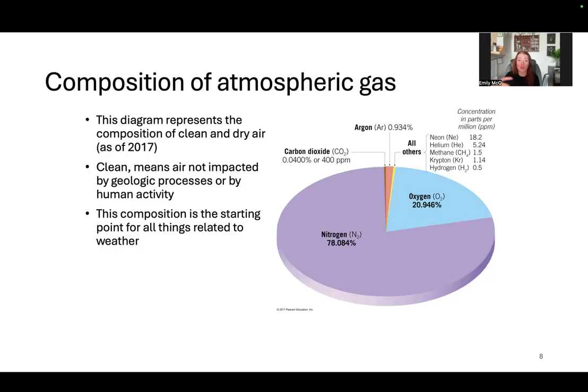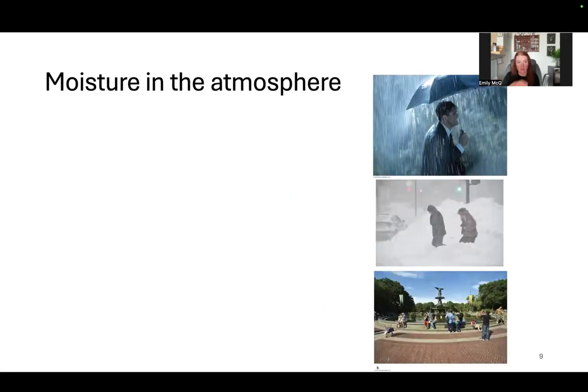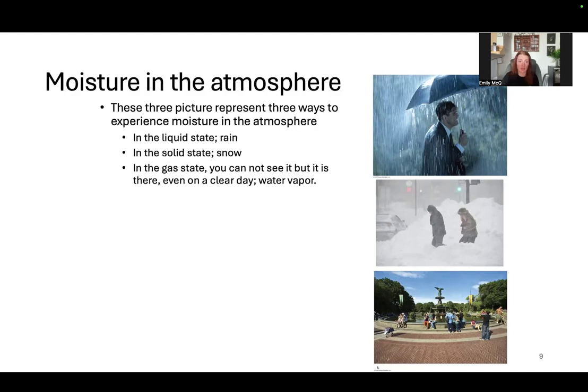This composition is the starting point for all things related to weather. To get weather, we have these elements, these compounds. When we add water, that's when we start to see weather changes. So moisture in the atmosphere, you can see it in a couple different ways. You might see it in the liquid state of rain, which it's doing right now outside. It's rain, which we need. It's July 2nd. We need that rain.